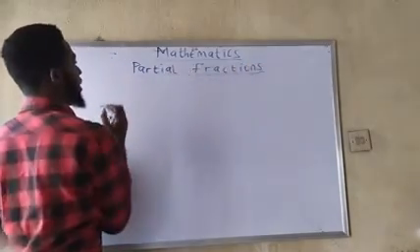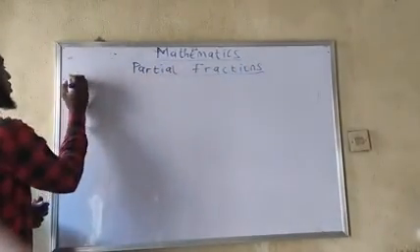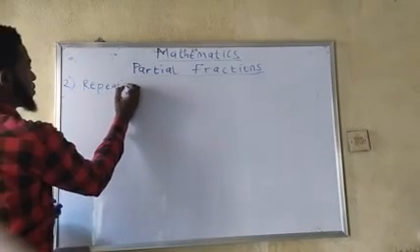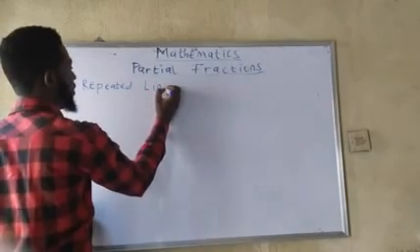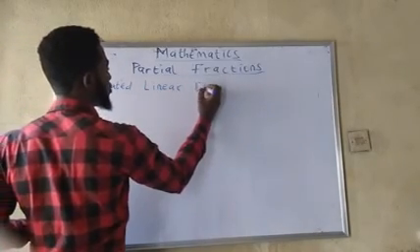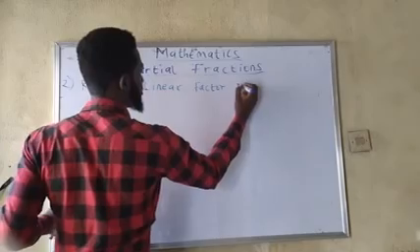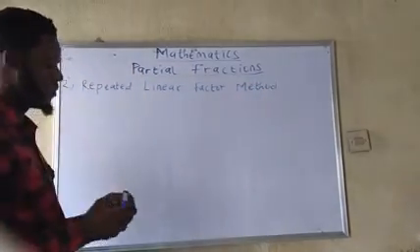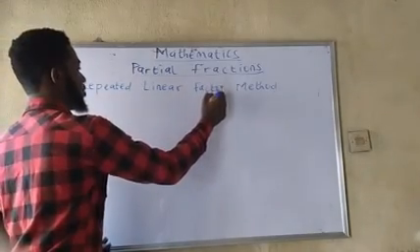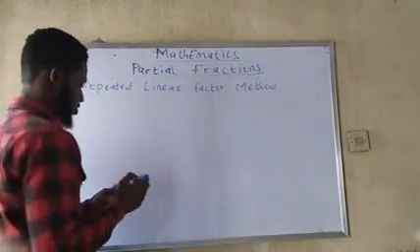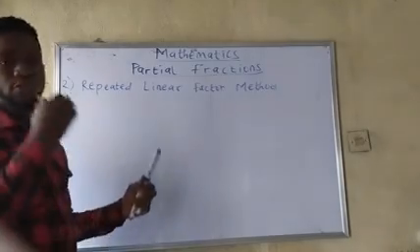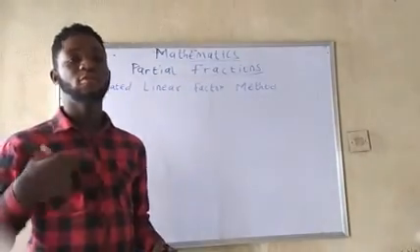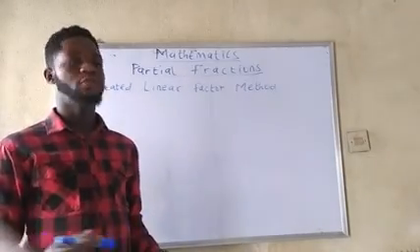partial fractions, and we're looking at the second method, the repeated linear factor method. Like the name suggests, repeated, so we are going to split both into half. Like the name suggests, repeated linear factor method. We have linear factors. When linear factors are repeated, these are the kind of partial fractions we have.